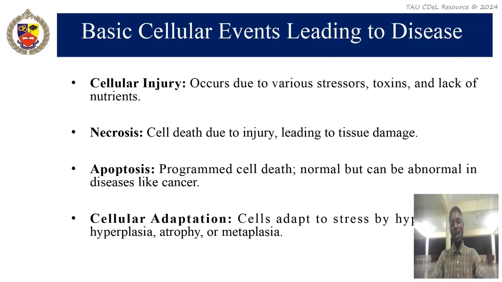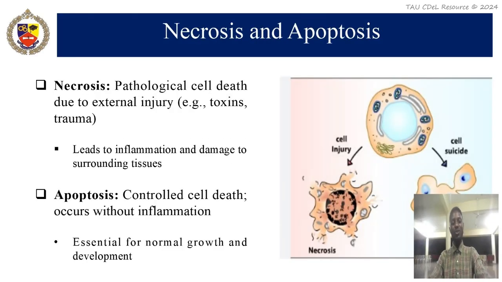We also have cellular adaptation, which is how cells adapt to stress, such as by aplasia, atrophy, or metaplasia. Let's talk about necrosis and apoptosis. Necrosis is the pathological cell death due to external injuries such as toxins and trauma, which usually leads to inflammation and damage to surrounding tissues. This is a diagram representation of cell injury, cell suicide, necrosis, and apoptosis.